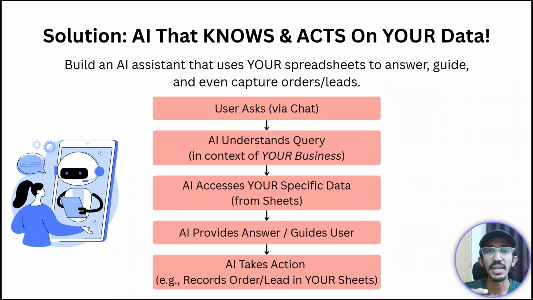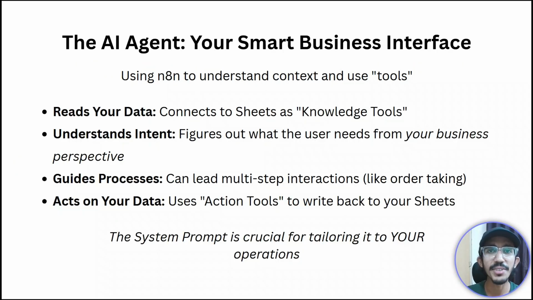Here's the flow. A user asks a question via a chat interface. Our AI understands the query specifically in the context of your business and its data. Then the AI accesses your specific data directly from your Google Sheets. Then the AI provides an answer or guides the user through a process. And here's the kicker. The AI takes action, for example, by recording an order or a new lead right back into your Google Sheets. The heart of this system is the AI agent inside n8n.